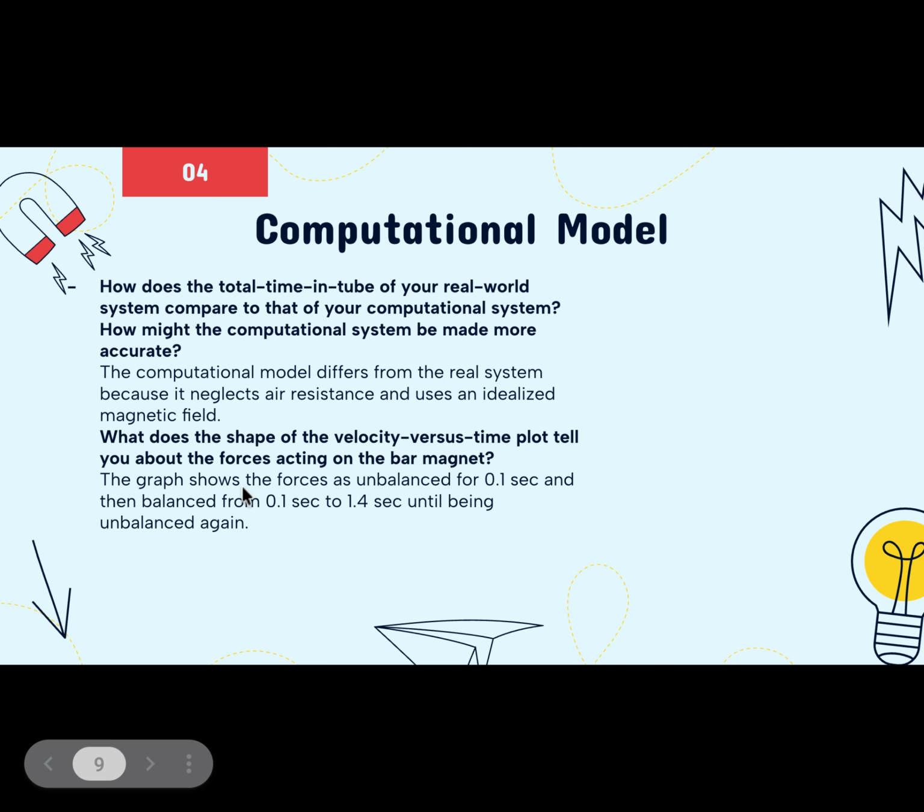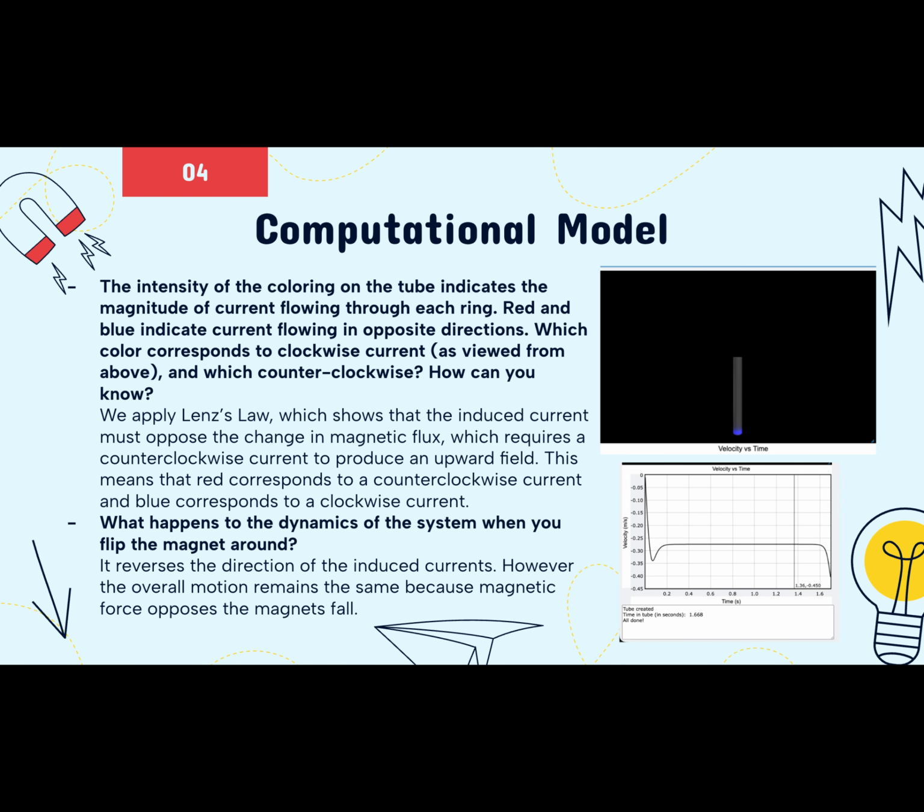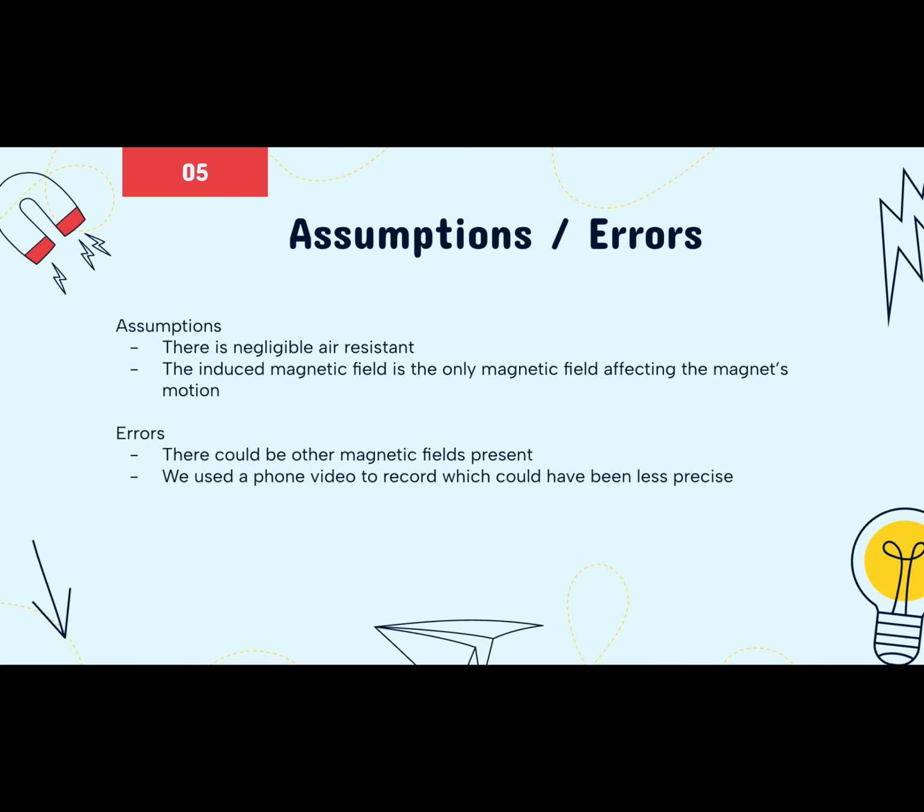How does the shape of the velocity versus time plot tell you about the forces acting on the bar magnet? The graph shows the forces as unbalanced for 0.1 seconds and then balanced from 0.1 to 1.4 seconds, as seen on the bottom right. Okay, so our assumptions in our experiment are that there's negligible air resistance and that the induced magnetic field is the only magnetic field affecting the magnet's motion. And then our errors are that there could be other magnetic fields present, and we used phone video to record, which could be less precise as it doesn't have precise time markings.